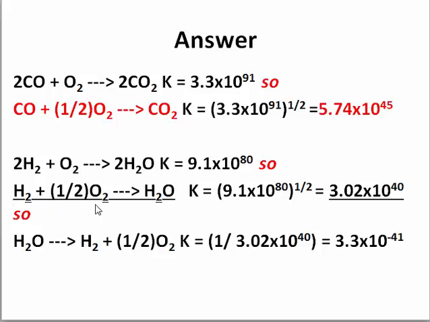Alright, now we're not done with this yet, though. I would like to reverse this reaction. H2O goes to H2 plus 1 half O2. And the K value for this reaction is the reciprocal of K, or 3.3 times 10 to the negative 41.